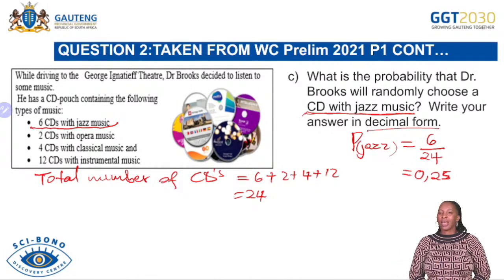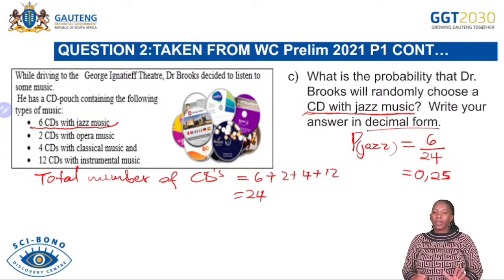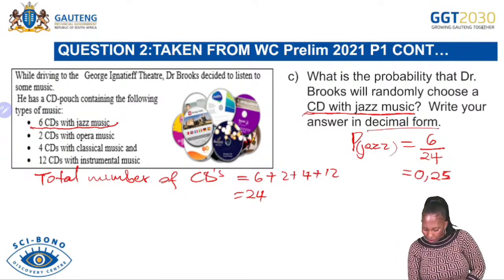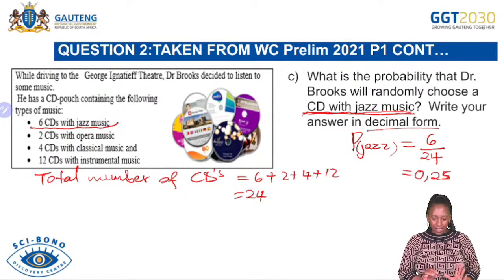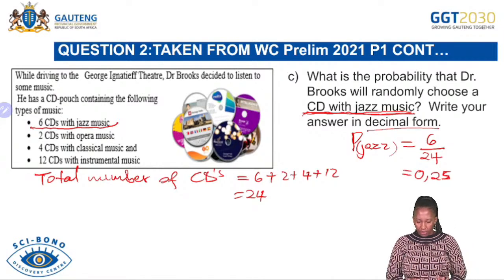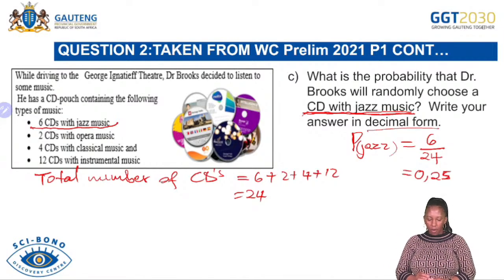Can you see, boys and girls? I'm just playing with the figures here. I am given the information, all that I need to do, I look at the question there. They want the probability of choosing a CD that is jazz music, and there are only 6 jazz music CDs in a pouch. And then out of what? Out of the total number of 24 CDs.